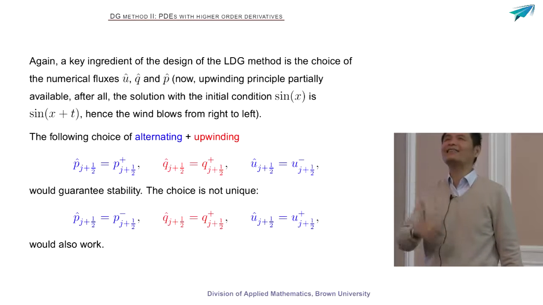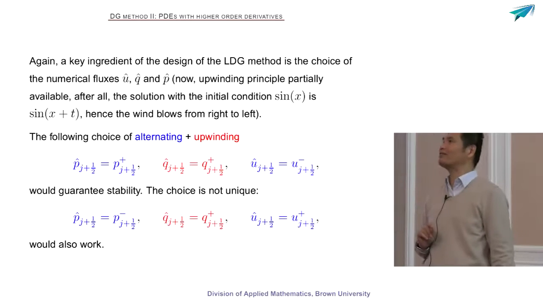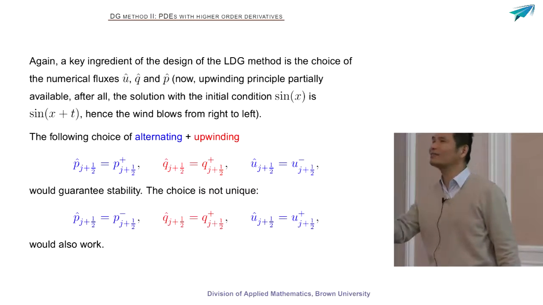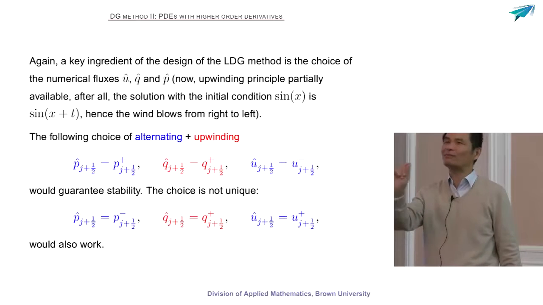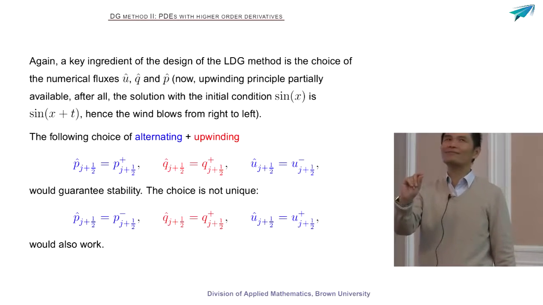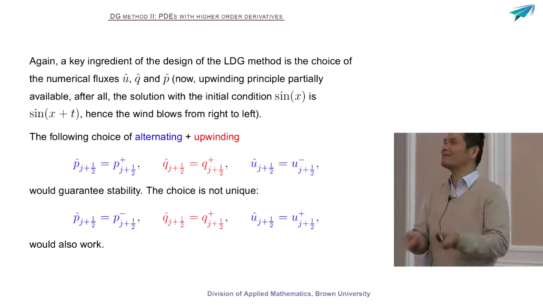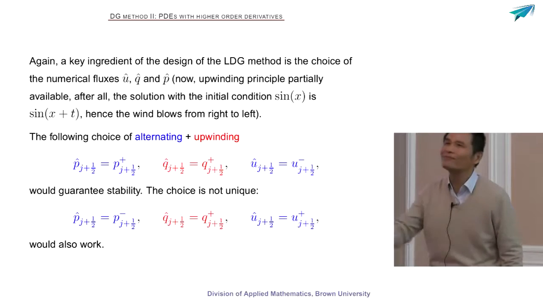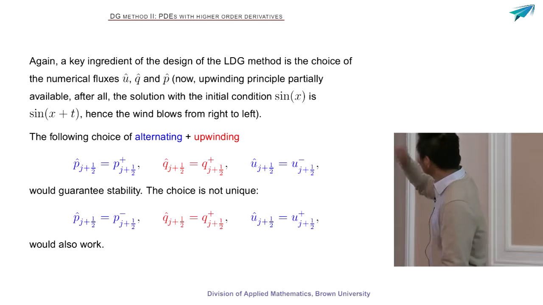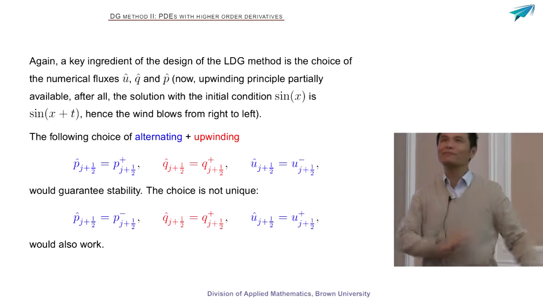This you can easily see by putting a single mode into the PDE. You just put sin x as the initial condition, and you see what is the solution of u_t plus u_xxx equals 0. You get sin(x minus t), something like that. Sine parenthesis x minus t will be the solution. So it's a wave, right?